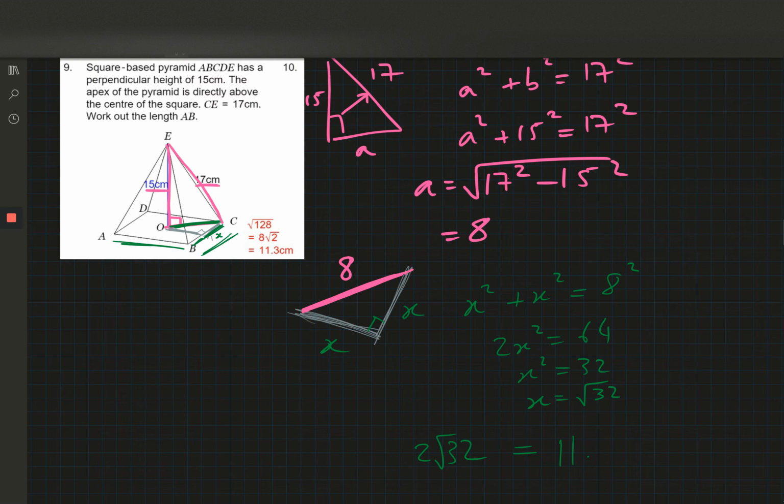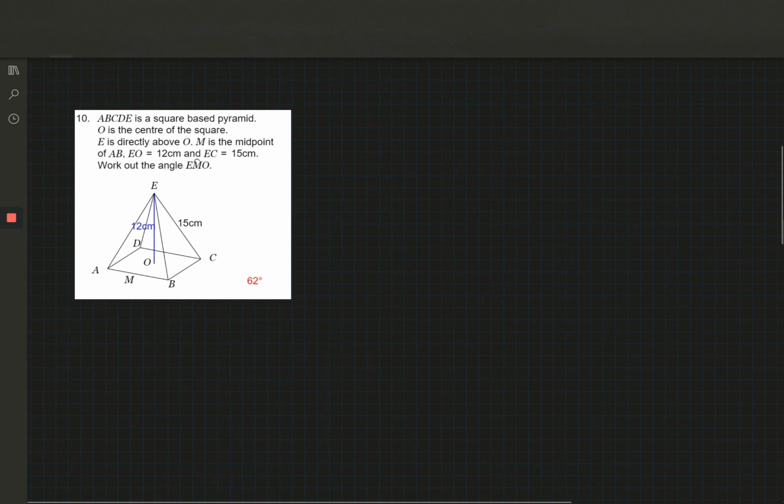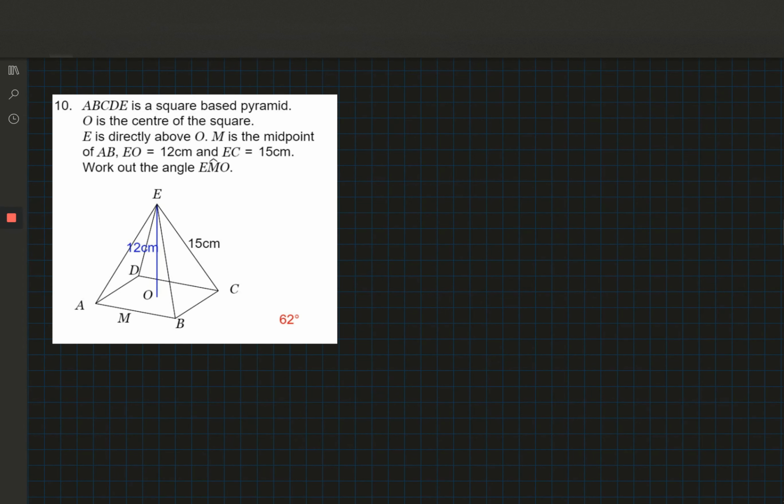You're not told how to give your answer, so I'm just going to leave it as a decimal. But in the worksheet, you have the answers there. So 8 root 2 would be a good answer in an exam. That's question 1. The second question I'm going to do is from the trigonometry worksheet.